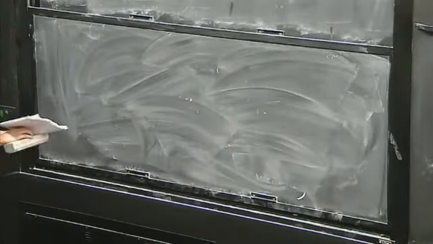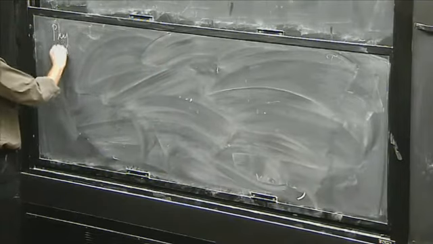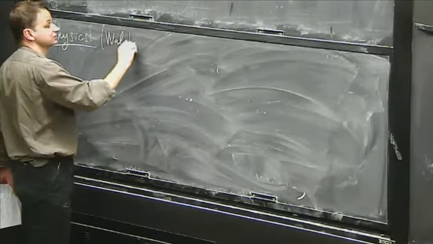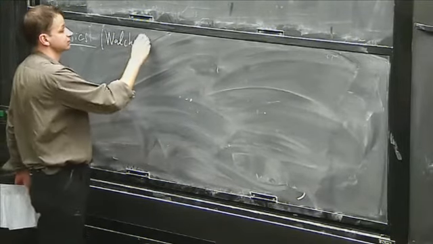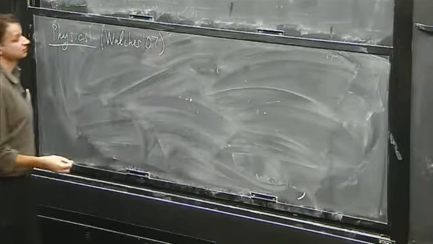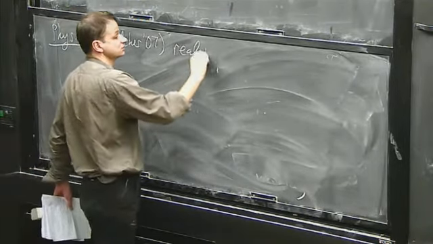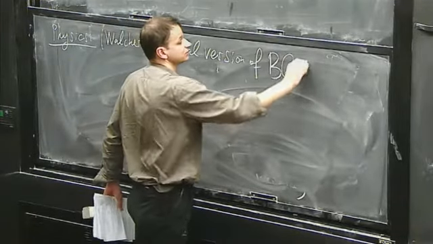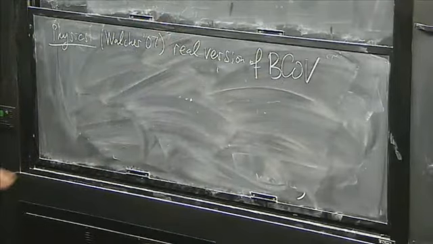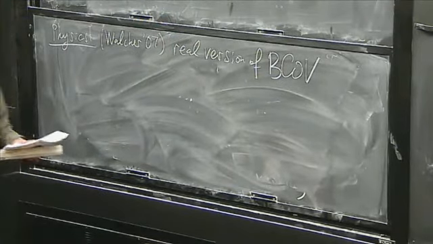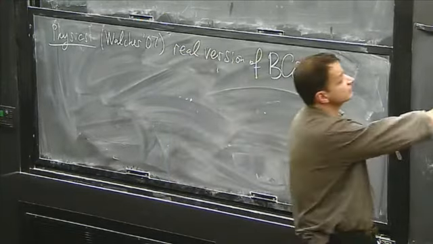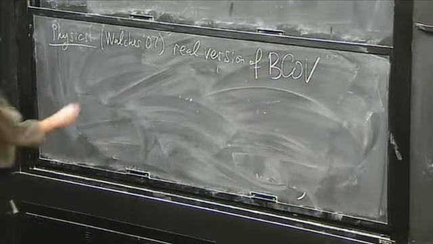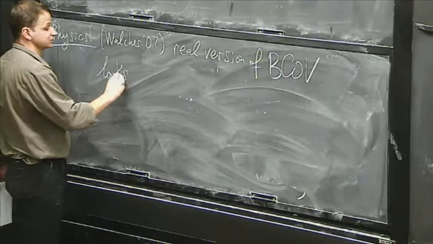So again, the final statement I'm going to finish with is the physics. This is again Vafa, but a little later. This is the real version of BCOV. And what does that mean, BCOV? It's those guys up there. We did this for complex Gromov-Witten invariants. Here it is for real, and this actually looks simpler.